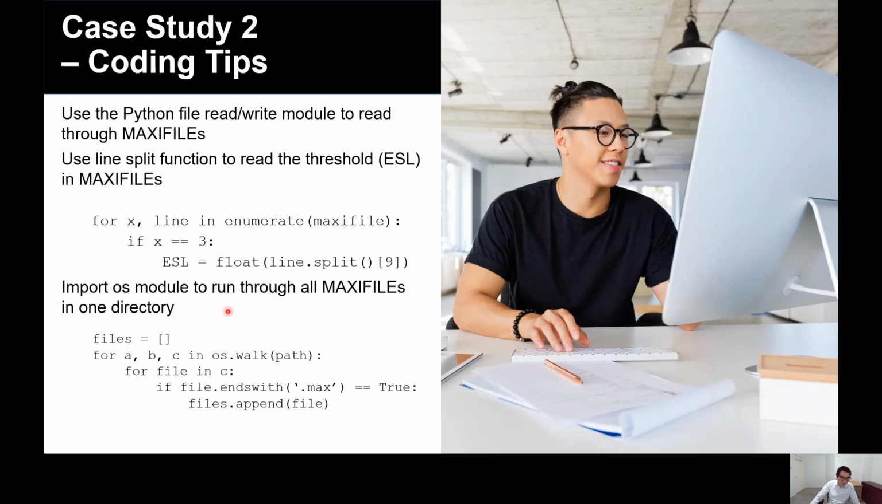Another key point: to run through all the maxi files in one directory, or all the summary files that you created, or all the plot files you created in one directory, you don't want to run those maxi files or summary files one by one. So use some sort of file processing module for a directory. In Python, it's the OS module, and here is a simple code that you can use to do that. These are basically the two case studies that I would like to share with you in this presentation.